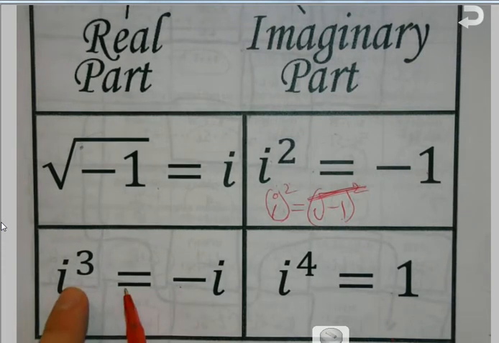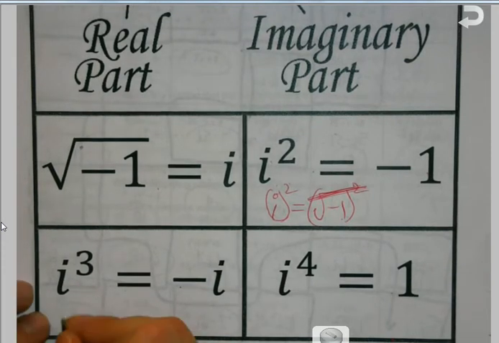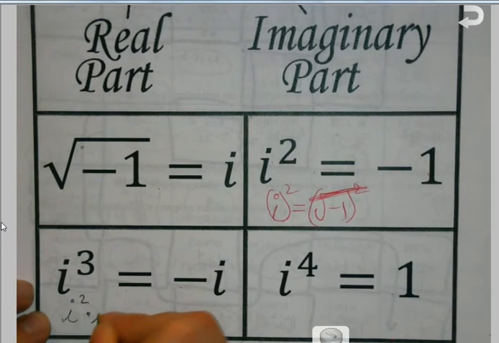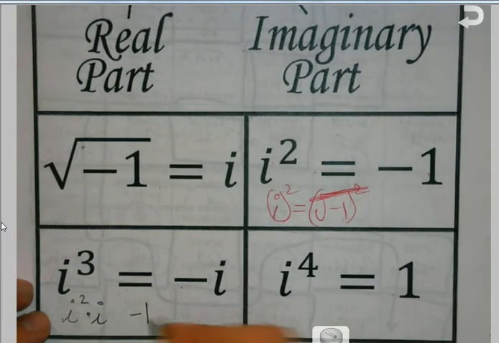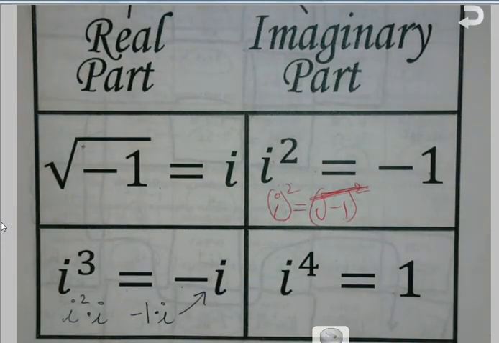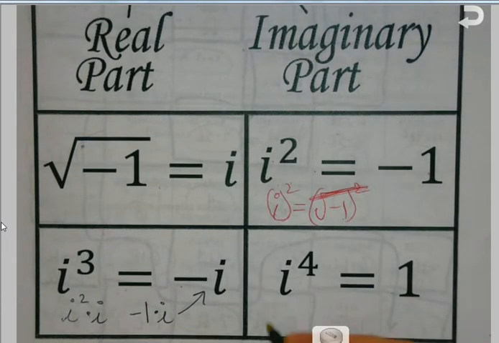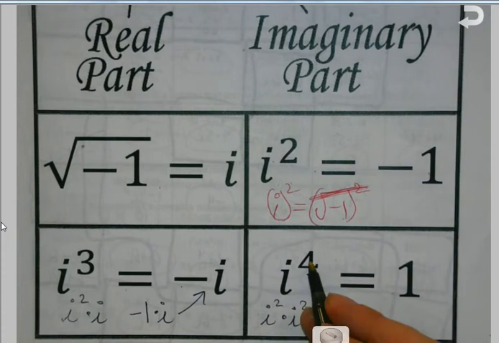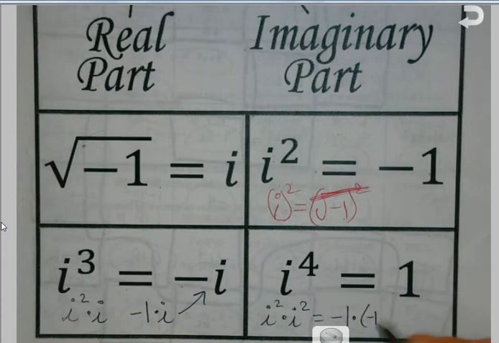If I went to i to the 3rd, again, just think of that as i squared times i. So I'd have -1 times i, which is where this negative i comes from. So it's just kind of seeing where the origins of these come. i to the 4th is 1. Well, that makes sense, because i squared times i squared would be i to the 4th, and we know that i squared is -1, and negative times negative is positive.